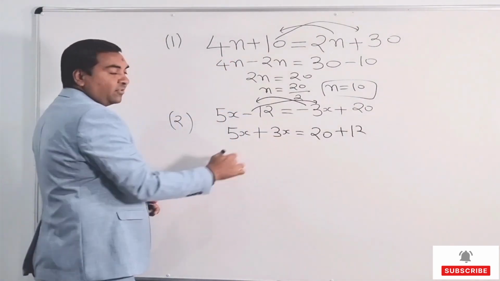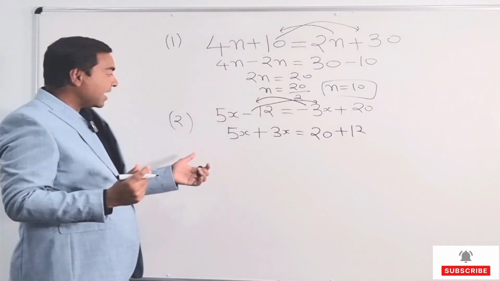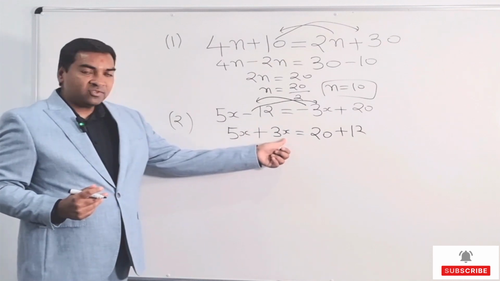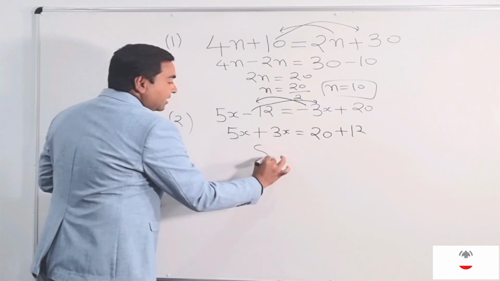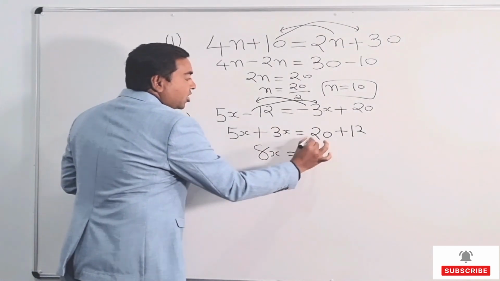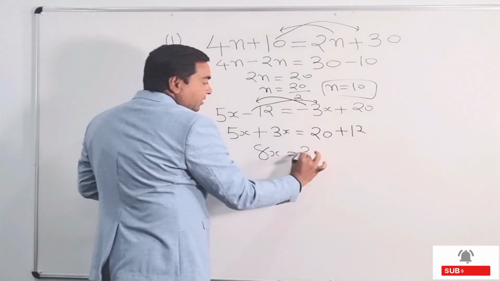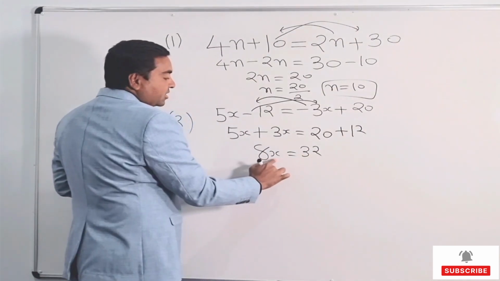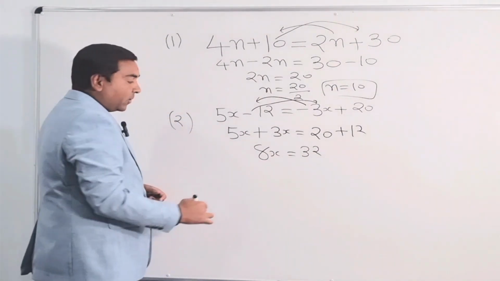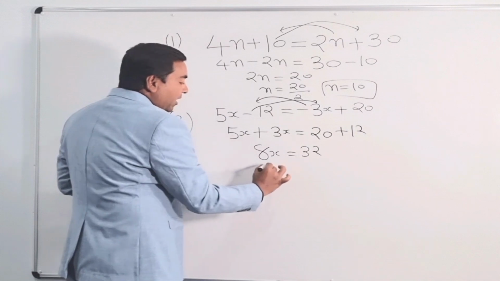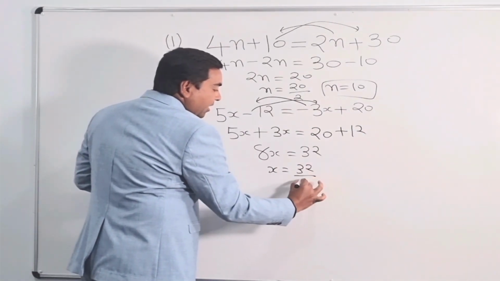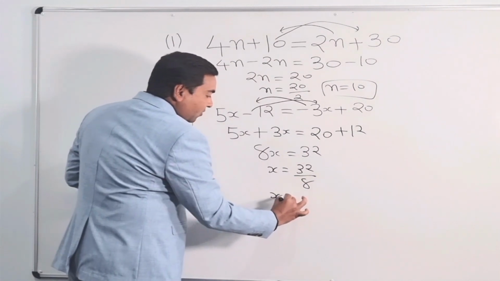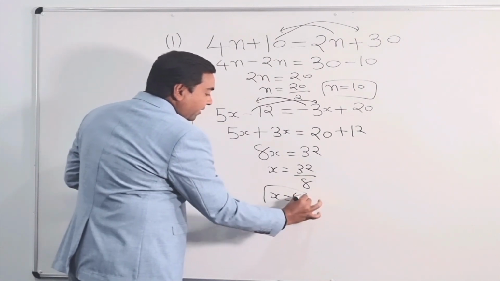Now 5x plus 3x, they both are like terms, like 5 apples plus 3 apples equals 8 apples. So 5x plus 3x is 8x, and 20 plus 12 is 32. Now this is 8 times x. Times goes divided by, so x equal to 32 divided by 8. So my x value is going to be 4.